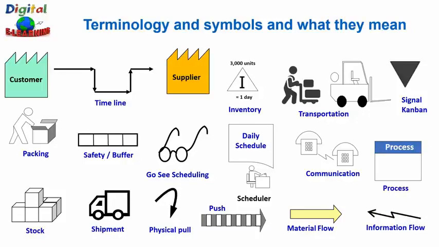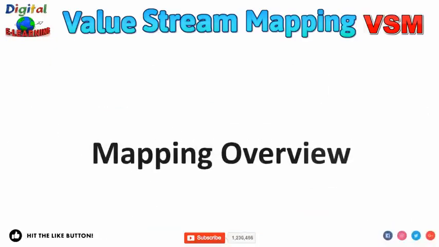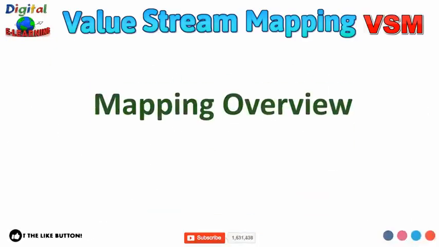So these are the most common types of symbols that we are going to use in a value stream map. There are actually more than these, but these are the most relevant symbols I have taken. So let's have a quick mapping overview here.